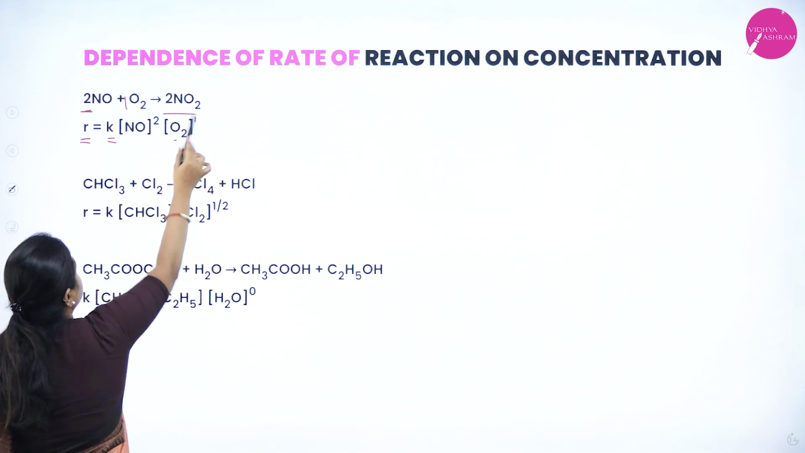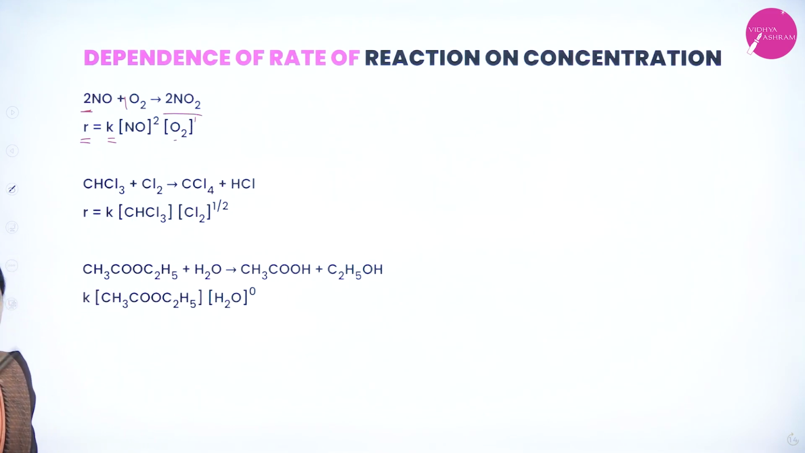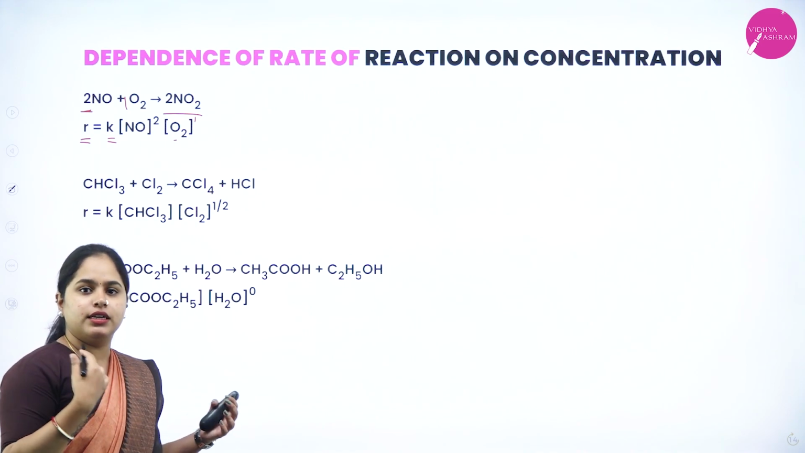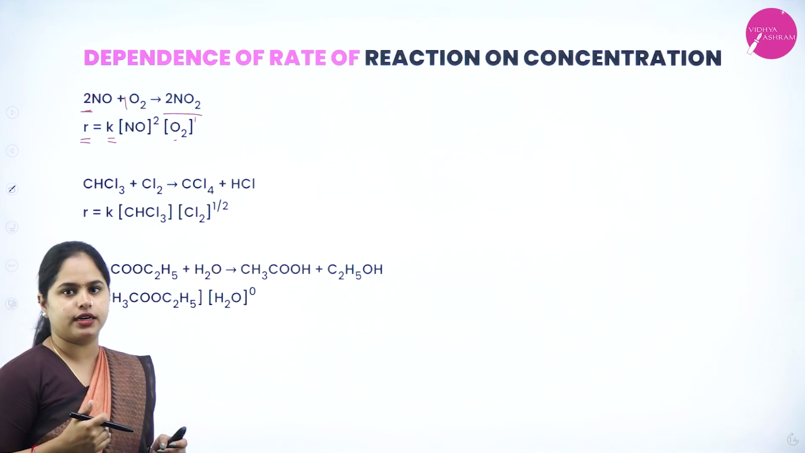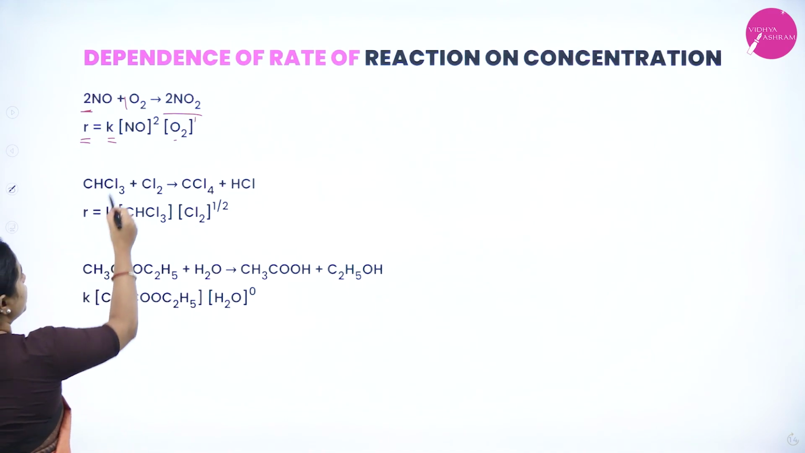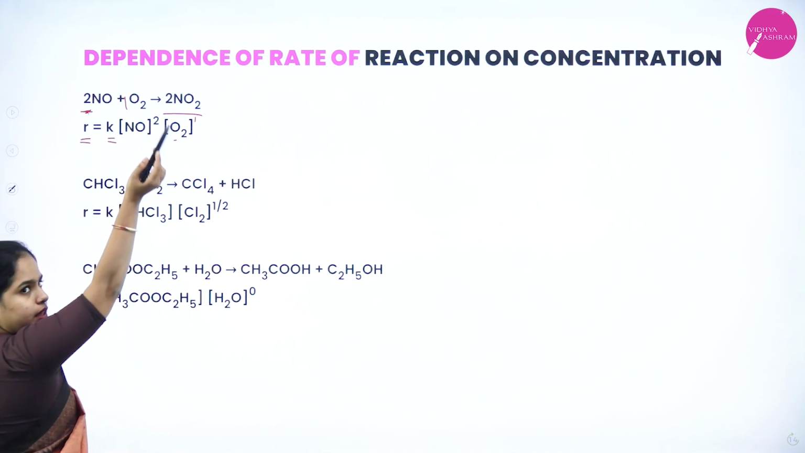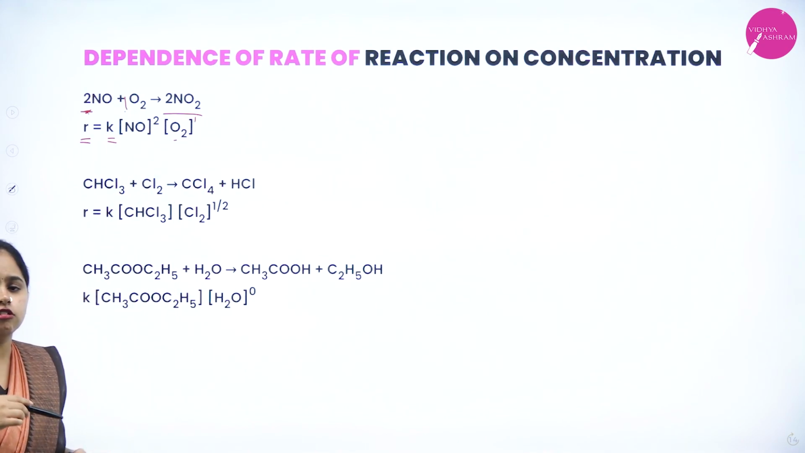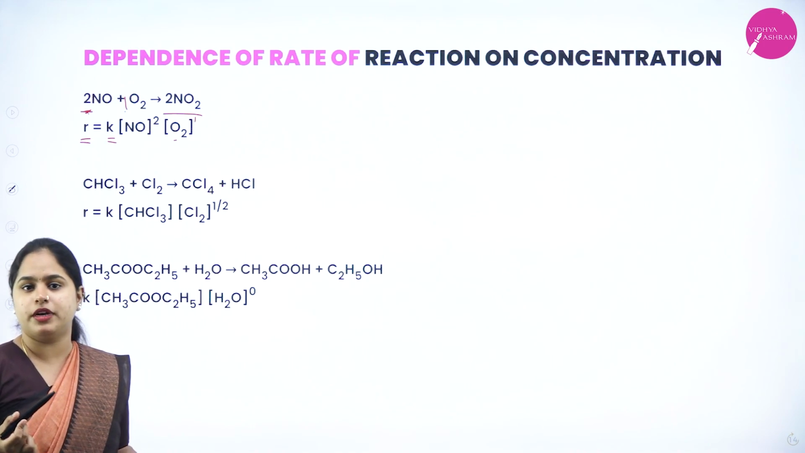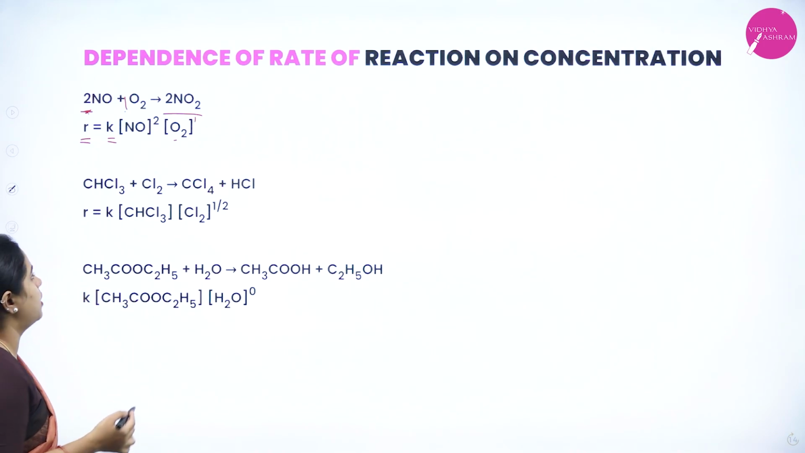So do I have to consider this part? No. The rate law or rate expression is a relationship between rate and the concentration of reactants. So r is equal to k into [NO] raised to, this 2 will come in the power, and here the 1 will come in the power. As I told you, it's not always equal to the stoichiometric coefficient. So let's take another example.